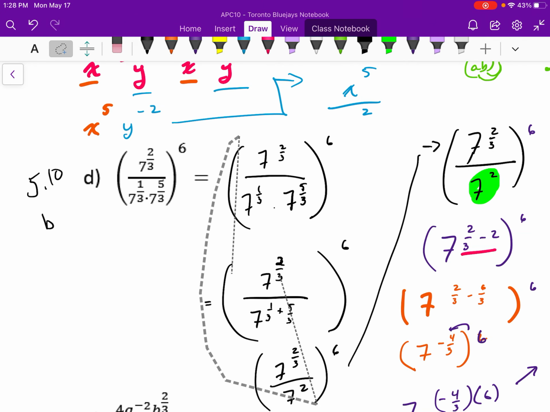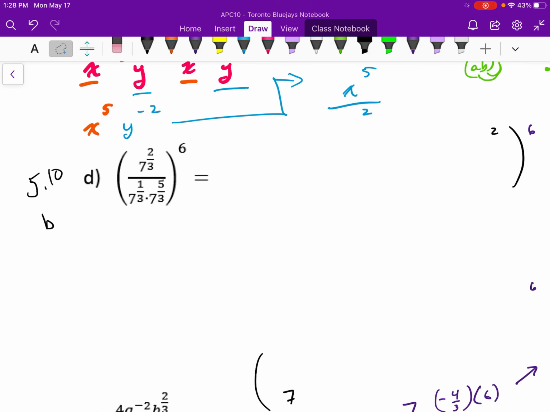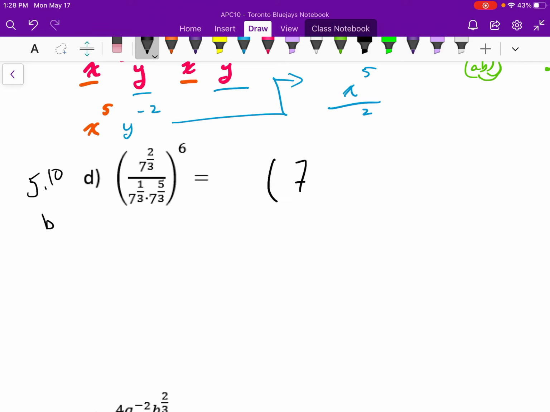I'm going to tackle this from a completely different angle, and just to show you, I know what you're thinking at home, probably. Just pick a way and do it. Well, sometimes some ways resonate better than others. You know what? I'm going to do it this way. I'm going to say 7 to the power of 2/3 times 7 to the power of negative 1/3 times 7 to the power of negative 5/3.